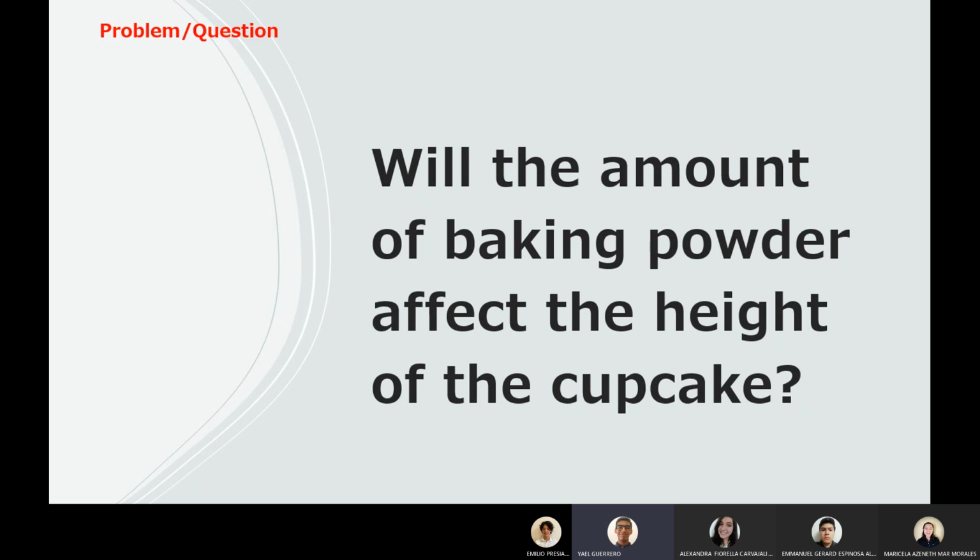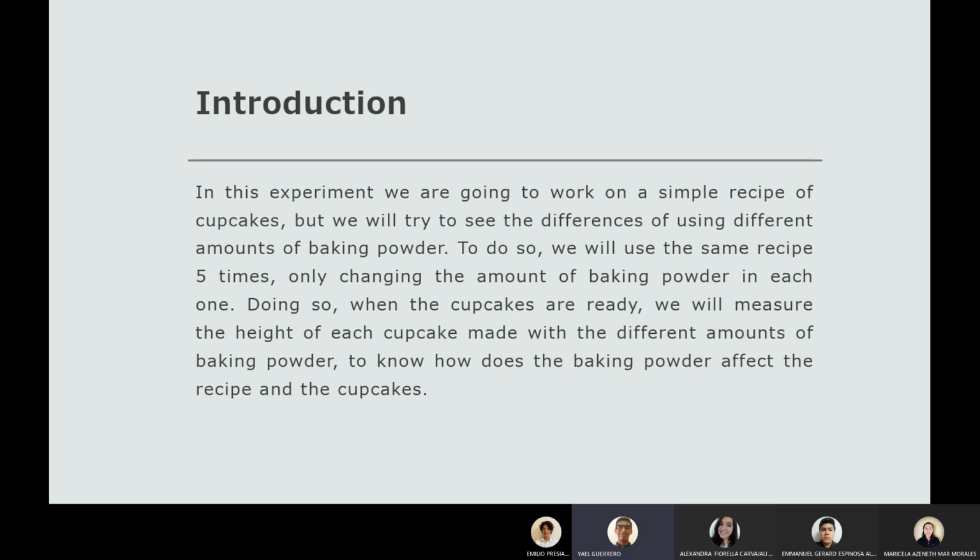Will the amount of baking powder affect the height of the cupcake? Introduction. In this experiment, we're going to work on a simple recipe of cupcakes, but we will try to see the difference of using different amounts of baking powder. To do so, we will use the same recipe 5 times, only changing the amount of baking powder in each one. Doing so, when the cupcakes are ready, we will measure the height of each cupcake made with the different amounts of baking powder, to know how the baking powder affects the recipe and the cupcakes.